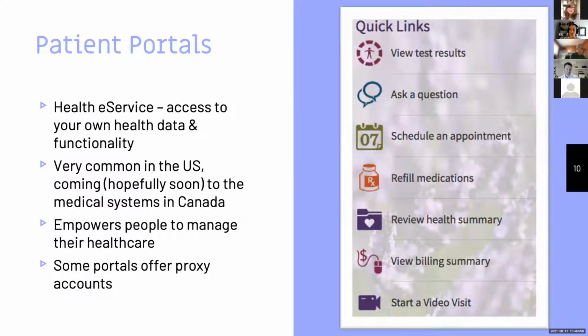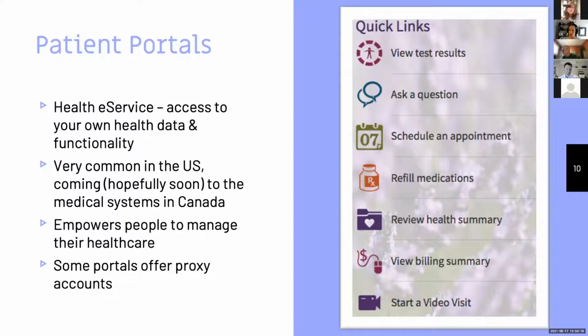You can get access to a lot of data and a lot of functionality. So you can see your lab results, you can ask your doctor questions, schedule appointments, refill meds, all that type of stuff. These are really wonderful. Having lived in the US for 14 years, I use these extensively and they're fantastic. They really empower people to manage their healthcare.